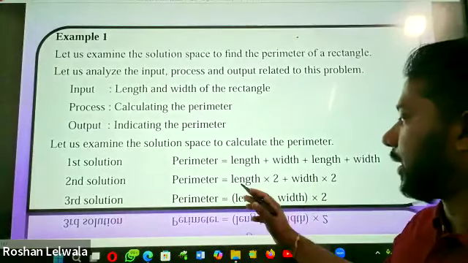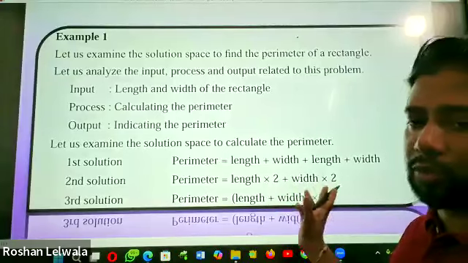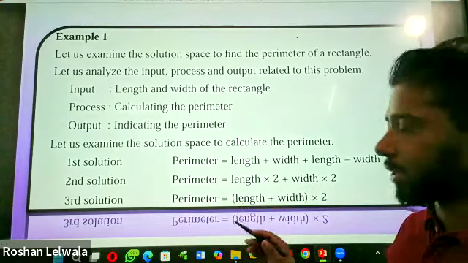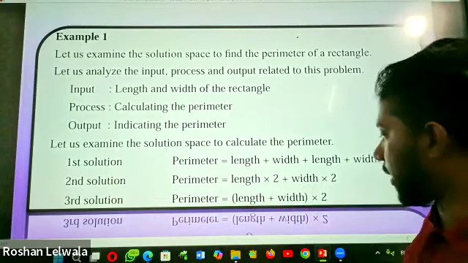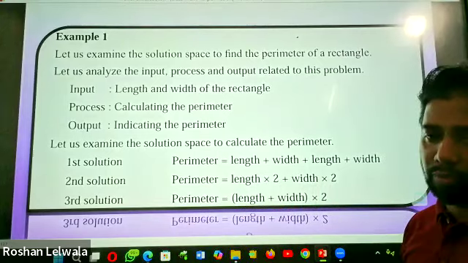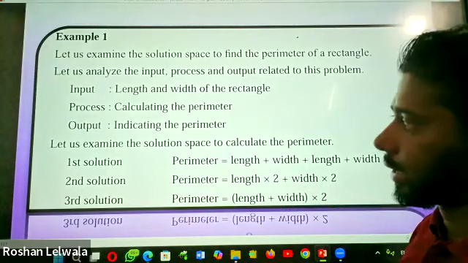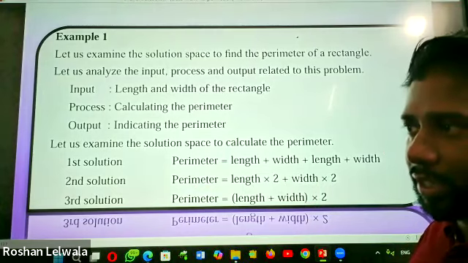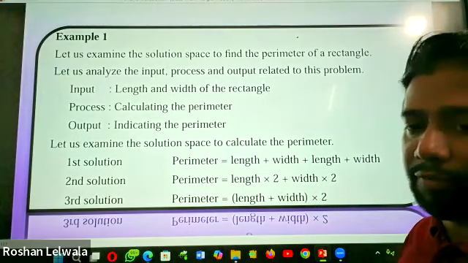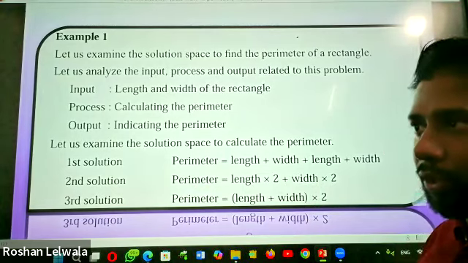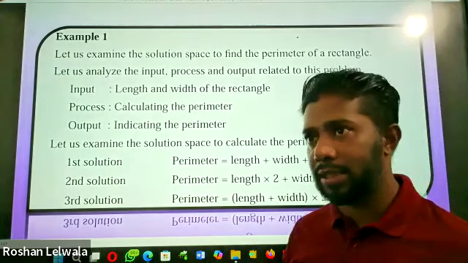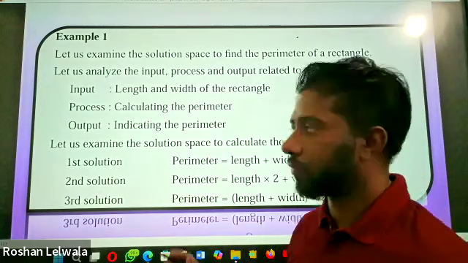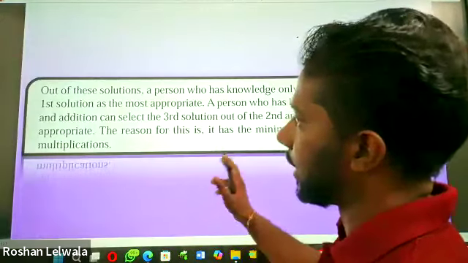Length, width: we can sum the length and width and multiply it by 2. And there are different types of solutions we can use. But we are using the easiest solution every time. According to the nature of the problem, the number of solutions can vary. Okay, that is the thing.